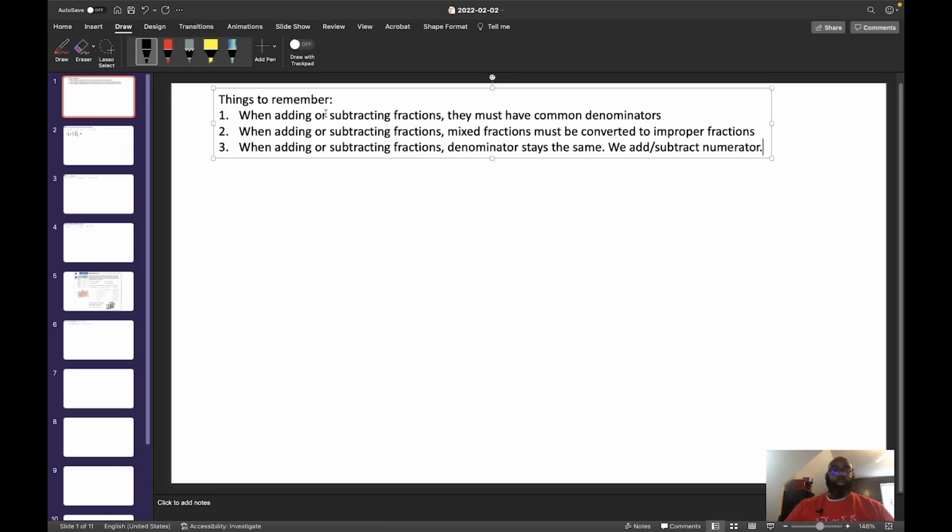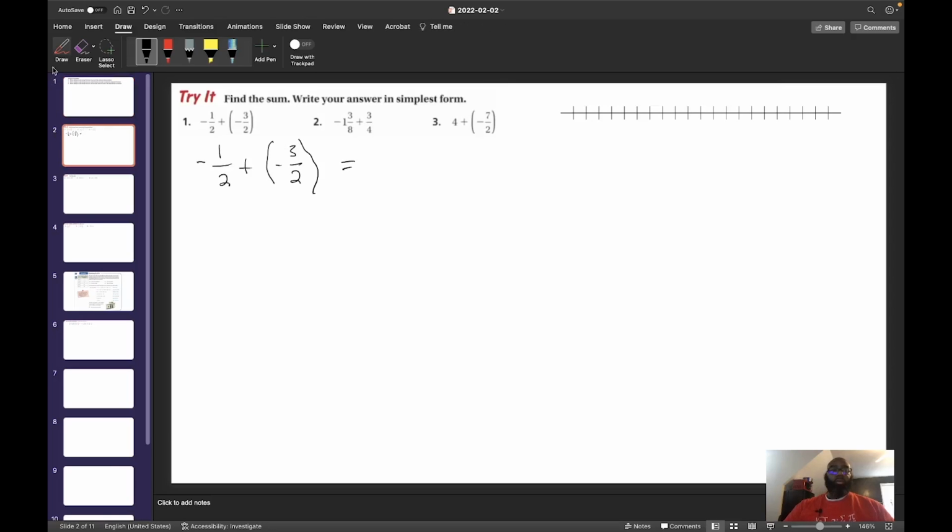All right. Coming back over here to the draw tool, both of these denominators are 2. So the final answer we know is going to have a denominator of 2. What we don't know is what the numerator is going to be. Since they have common denominators, what we're really doing is adding these numerators. So what we have is negative 1 plus a negative 3.